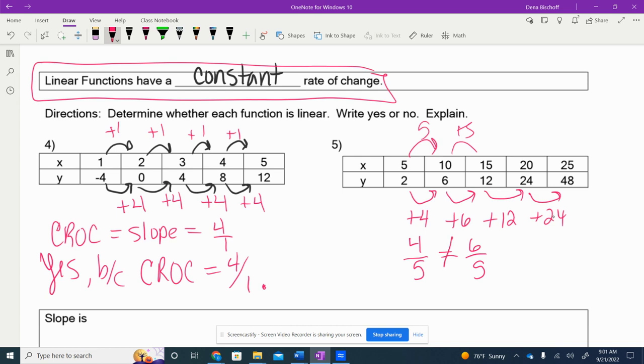Okay. So is this a linear function? No, because it has no CROC, constant rate of change. Are you okay with abbreviating that?